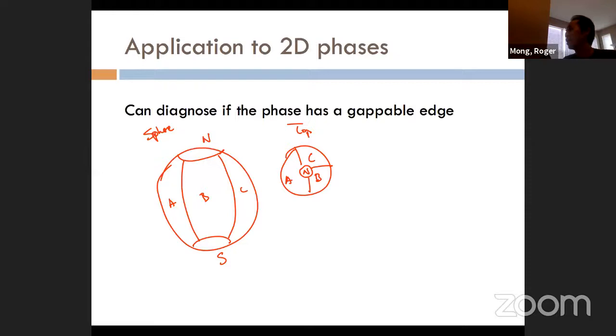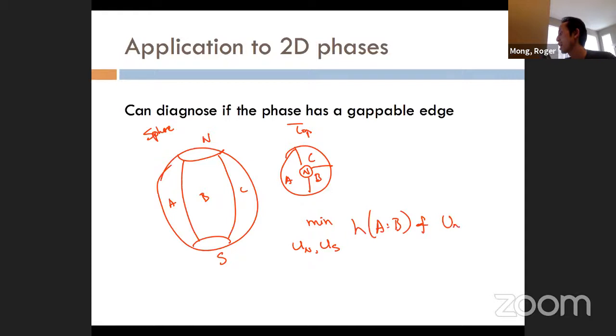All right, so the procedure we're going to do is as follows. You have a ground state wave function on a sphere, and what we're going to do is minimize over all unitaries acting on the north and all unitaries acting on the south of H of A colon B of U_N, U_S acting on my wave function.